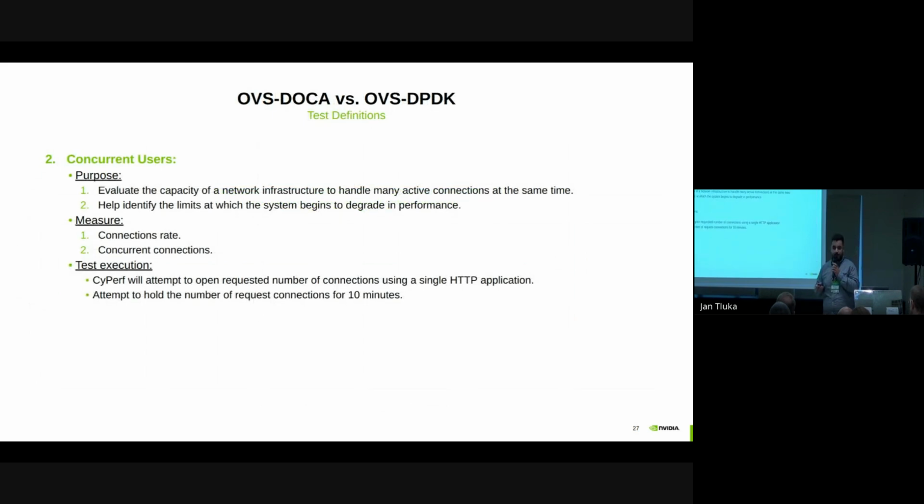Now, the second test we wanted to do was to find out how many concurrent connections we can hold in a system and keep them open at the same time. For this, we had the concurrent users test, which measures the connection rate and the number of concurrent connections in a system. This test attempts to open a defined number of connections, keeps them open for 10 minutes in our case, and sees if there are drops or not. If there are drops, the connection will be attempted to reopen.